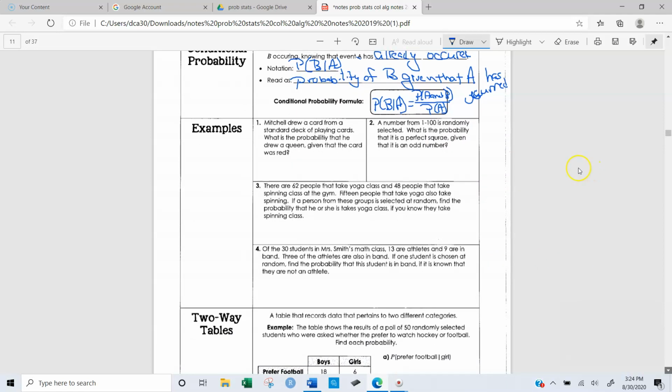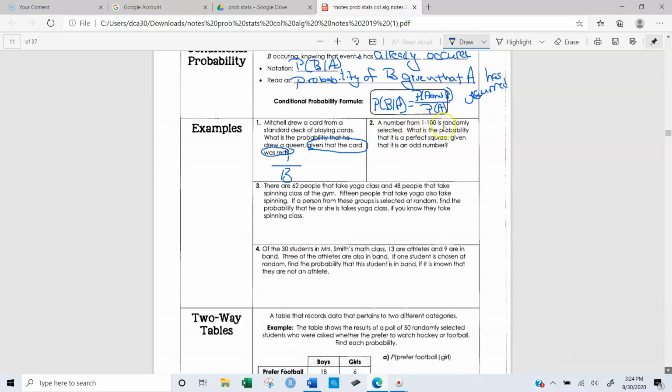Mitchell drew a card from a standard deck of playing cards. What is the probability that he drew a queen given that the card was red? Well, the card was red, that means it's out of 13, because I always start with the given that. Out of my 13 cards, how many are queens? The answer is 1. So you're done.